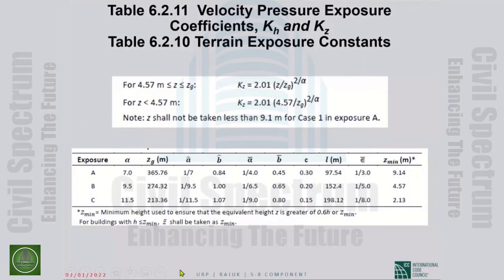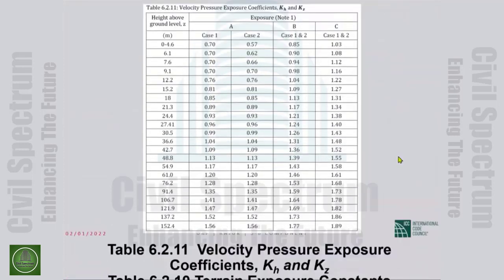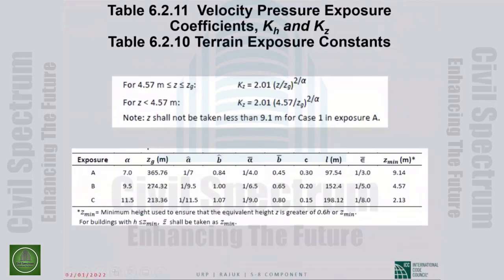Anyway, you can use that equation, or for your convenience, up to 152.4 meters, 500 feet, the values are tabulated for you so that you don't have to calculate. You will get the same values both ways. Tabulated values you will have to interpolate between the heights that are given. I personally prefer to just go to the equation and calculate my K sub Z. K sub Z at the mean roof height level is K sub H.